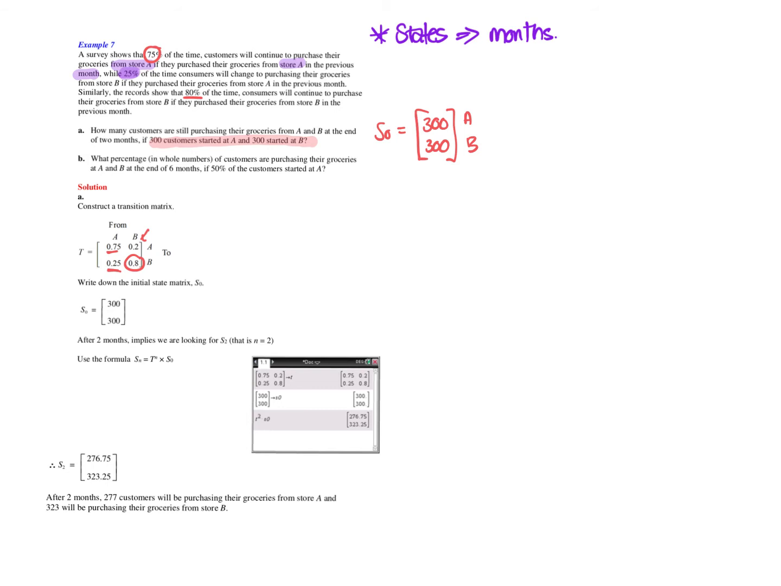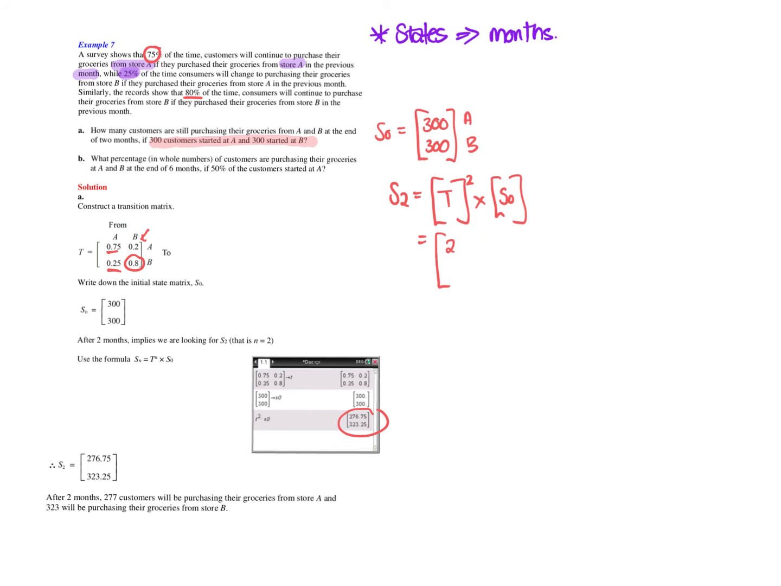So they want to know how many after 2 months, so I would want S2. I'll do the transition to the power of 2 times S0, and I'll get my answer. If I do that on the calc, this is what we get when we type it in our calculator. We're talking about customers, so I'm going to round to 277.